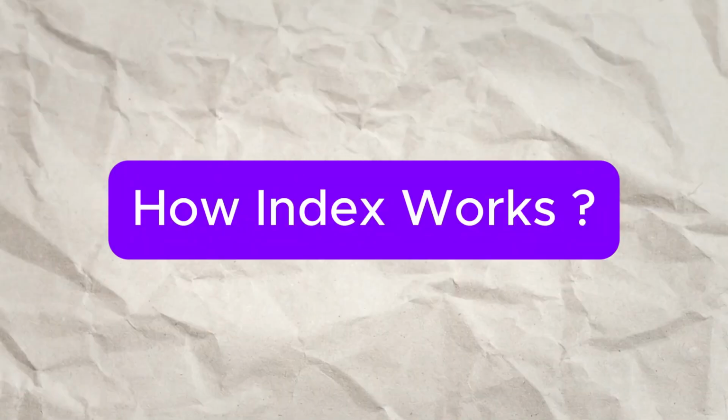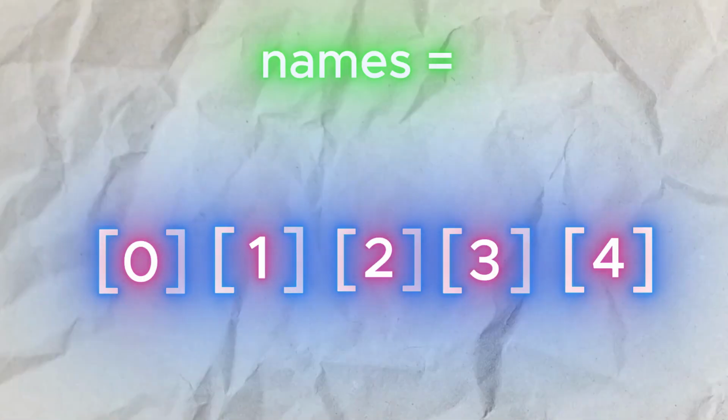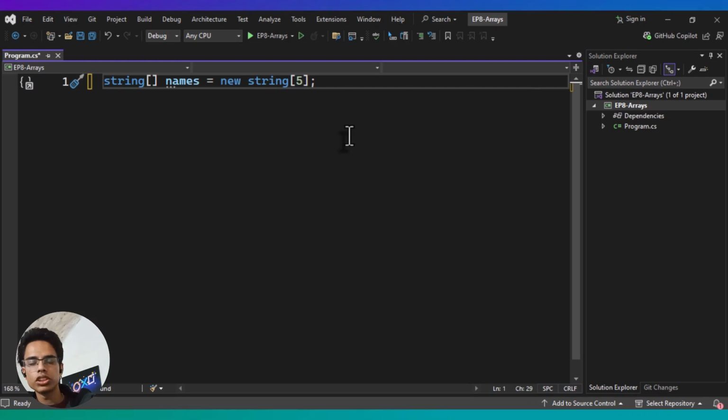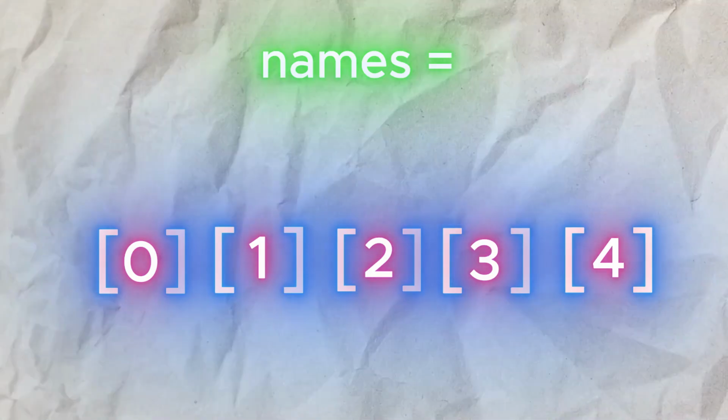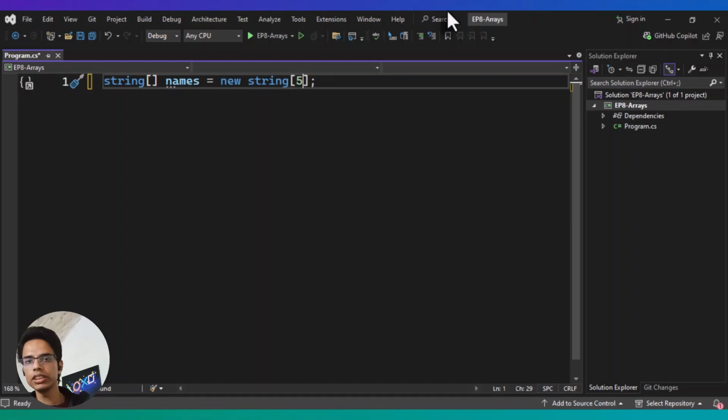How does an index work? Each value or item inside an array has a specific index. So index means the position of that value or item inside the array. Important point: in C# and most programming languages, the index starts from 0. So in our case, if we have an array that has 5 items, the index goes like this, from 0 to 4. As you can see, there is no box 5 for this array, because counting starts at 0.